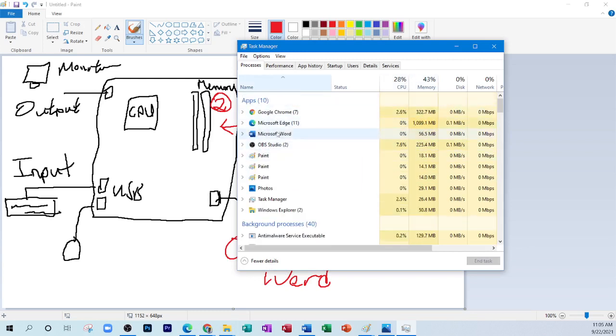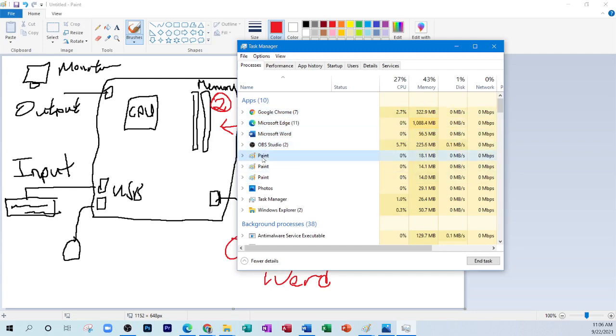All of the applications that you have open, it shows you how much the CPU is using and how much memory it is taking up of your computer. So notice I have Microsoft Word open and it's taking up 56 megabytes. I have Microsoft Edge open and it is taking up almost 1100 megabytes, 1 gigabyte of that memory here. So notice all of these applications here that I have open.